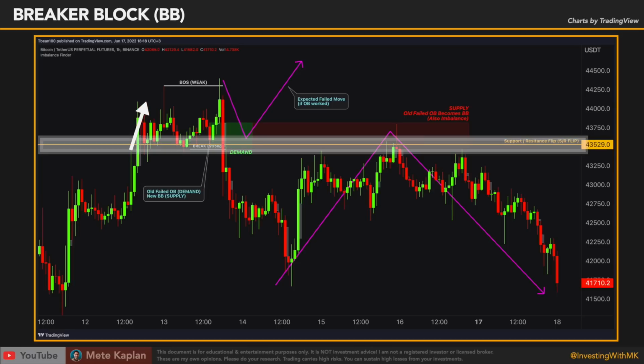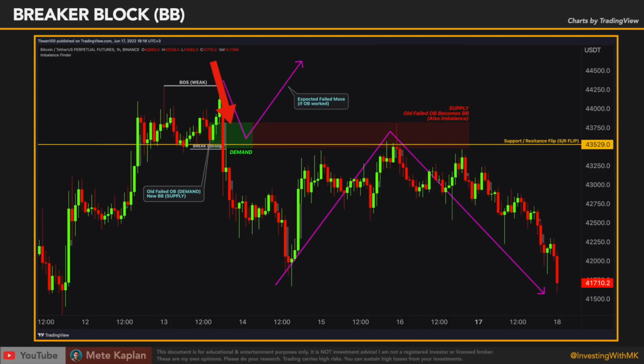4. SR flip. This general area actually worked as a support zone. It was holding the price. Later on, with a strong break, it turned into a resistance zone. Finally, you can see how the price reacts from the breaker block. It is simple and amazing. You can also notice the pin bar rejection with the evening star pattern.